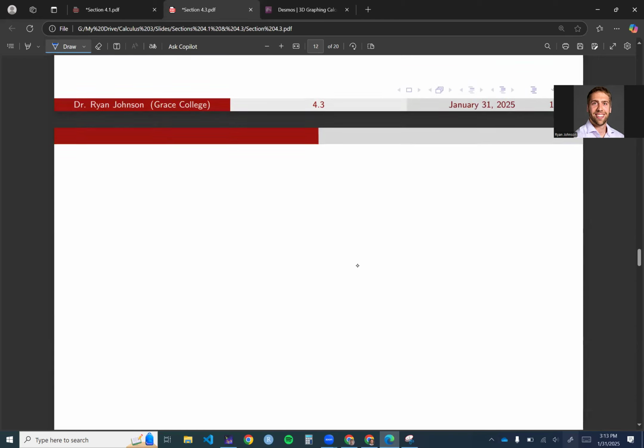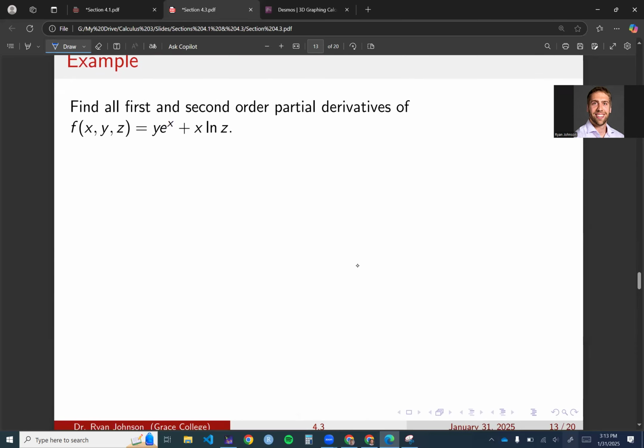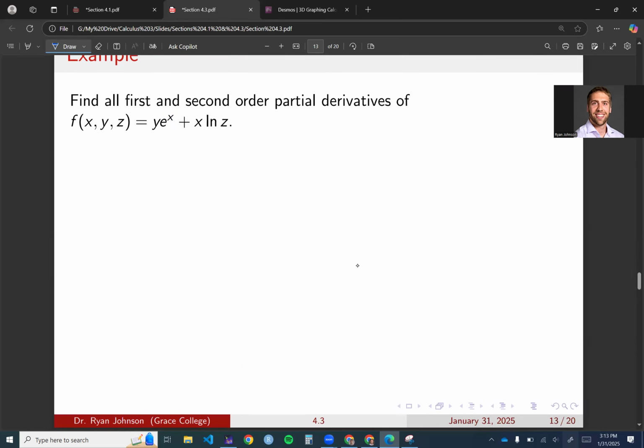All right. So let's find all first and second order partial derivatives. This is going to take a little bit of time. So we need to find fx, fy, fz. We need to find the mixed second order, so like fxy, fyz, fzx, and we need to find the second order of the same variable, so fxx, fyy, and fzz. 9 things. We can do it. I believe in you guys.